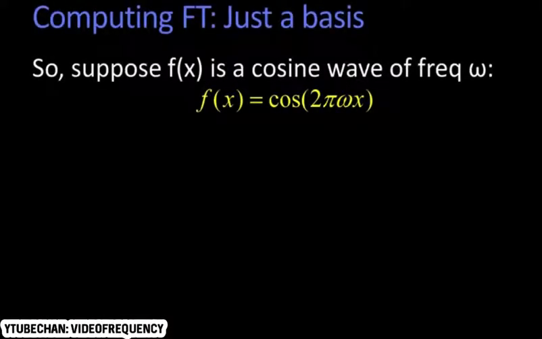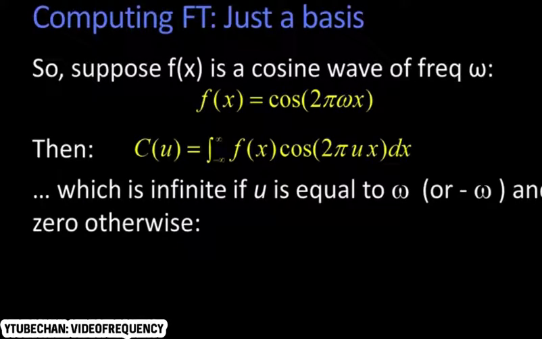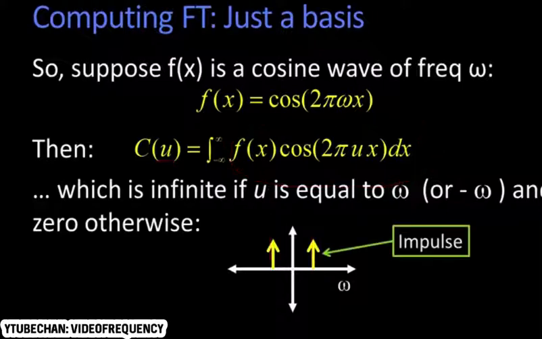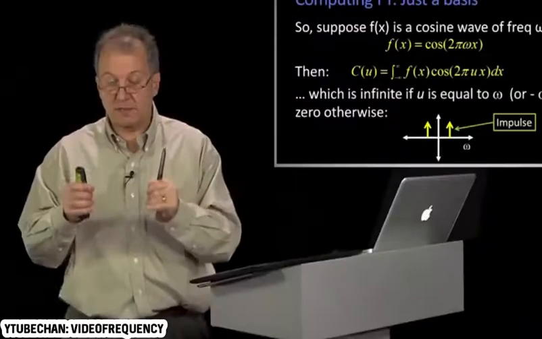So let's just do a simple example. Suppose I've got a simple function, f of x is cosine of 2 pi omega x. Well, then let's pick some frequency, and we'll call it u here, just to keep things simple. If I take this integral, that's going to be infinite if u is equal to that same omega, and it's going to be 0 otherwise. So that looks like this. So we just have these two, remember impulses? We just have these two infinite spikes here, and that's referred to as an impulse that corresponds to the cosine.